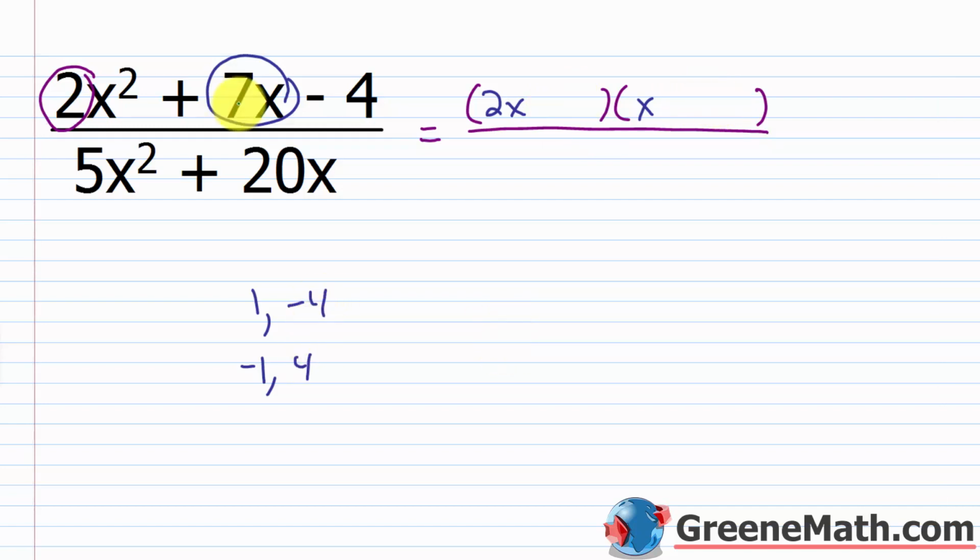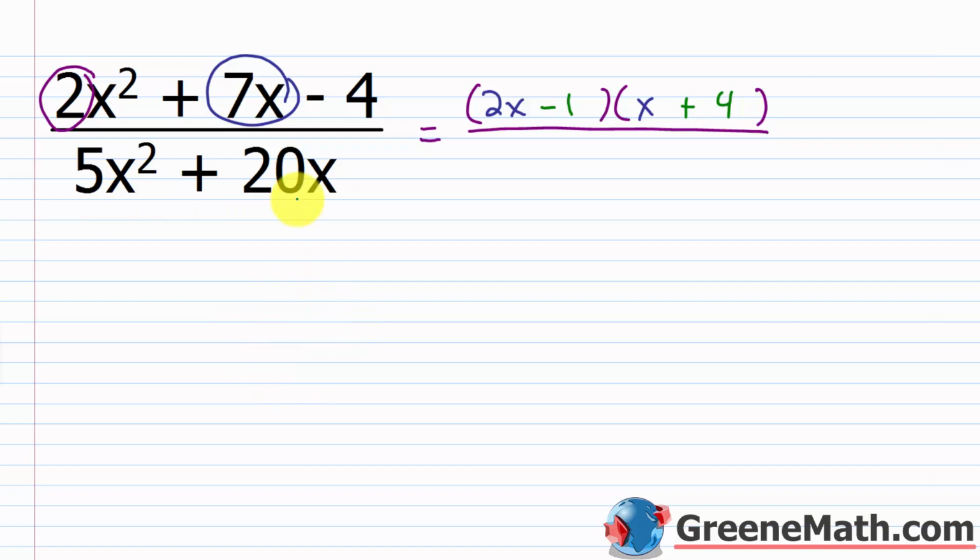Now, I have 7x. I know that that could come from 2x times 4, which would give me 8x. And then x times -1 would give me -x. 8x minus x would be 7x. So I would want a 4 here, right, because I want 2x times 4. And I would want a -1 here because I want x times -1, right? So again, 8x minus x would give me 7x. So that's our factorization.